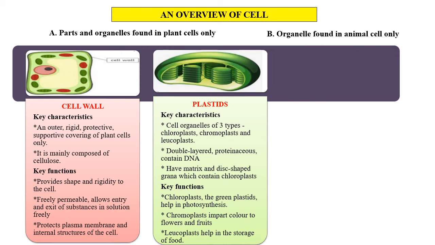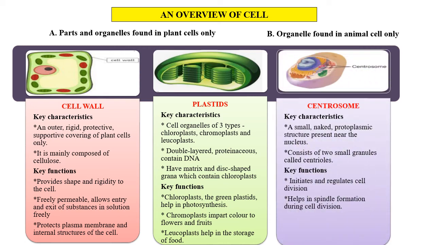Organelle found in animal cells only. Centrosome. Key characteristics. A small naked protoplasmic structure present near the nucleus. Consists of two small granules called centrioles. Key functions. Initiates and regulates cell division. Helps in spindle formation during cell division.